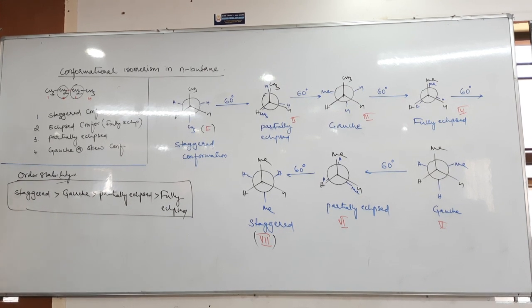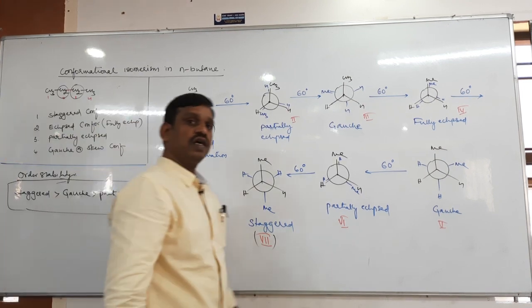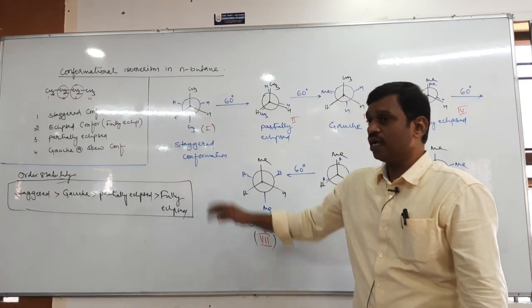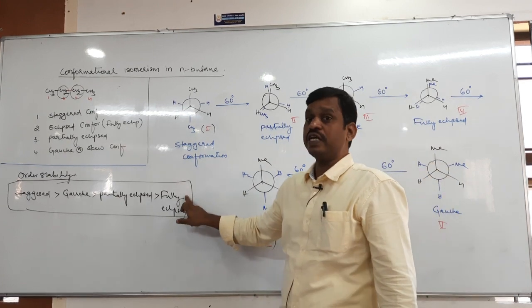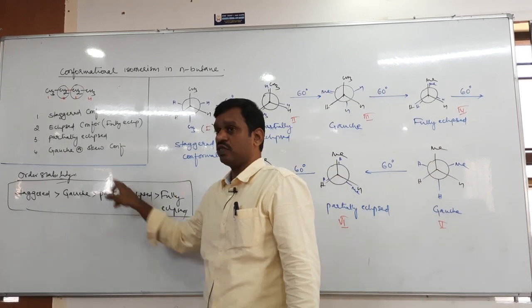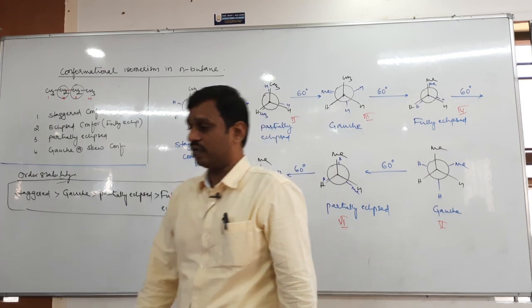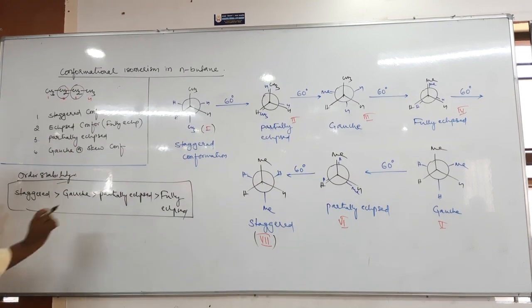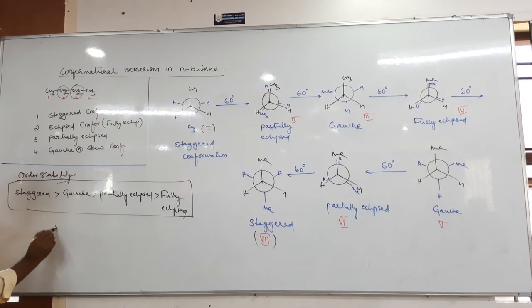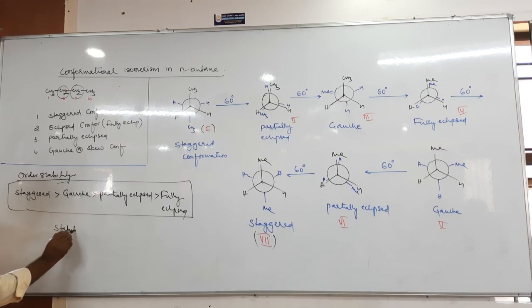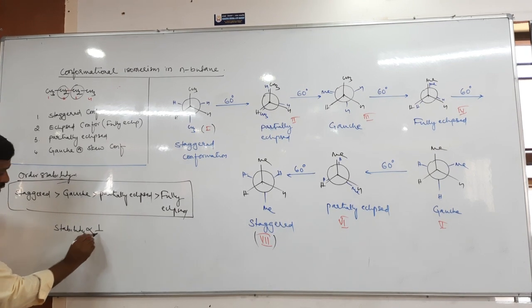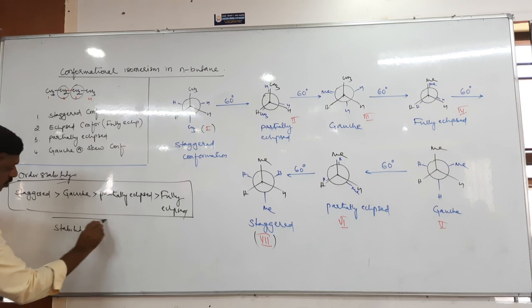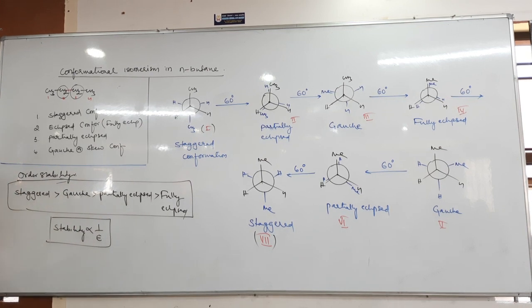Okay. Then if I ask the order of energy, it is exactly opposite. Fully eclipsed has more energy, then partially eclipsed, then gauche, then staggered. Therefore, you can write one sentence: stability is inversely proportional to energy.